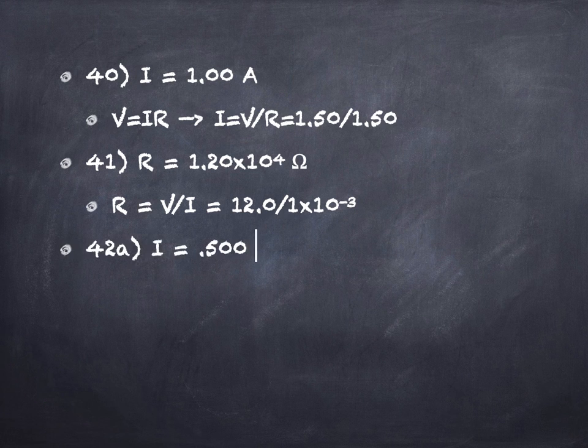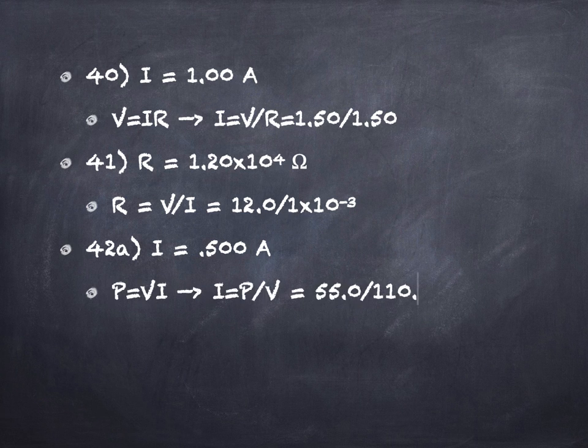42A, the current is 0.5 amps. This is power. 55 watts is power. You remember that watt is always power. Power equals voltage times current, but in this case we wanted to find the current, so we rearrange it algebraically. The current equals P divided by V.